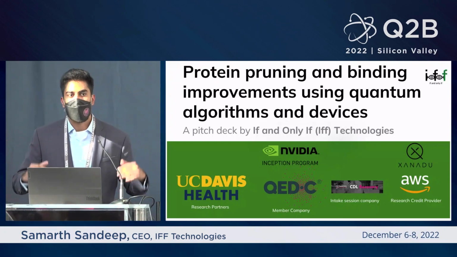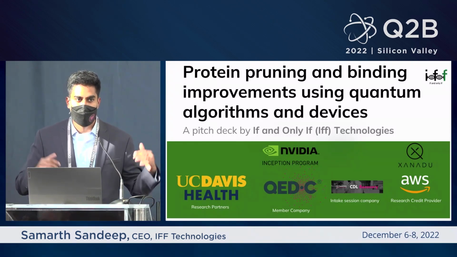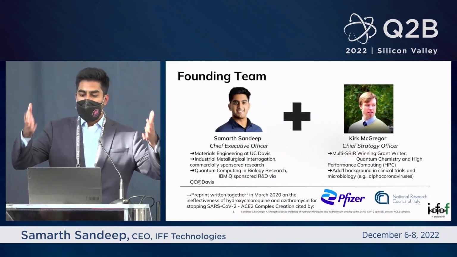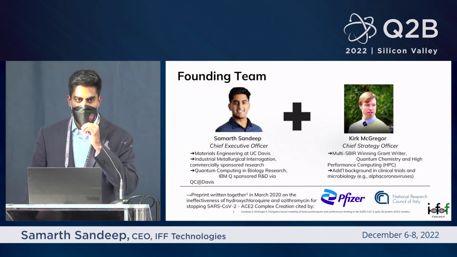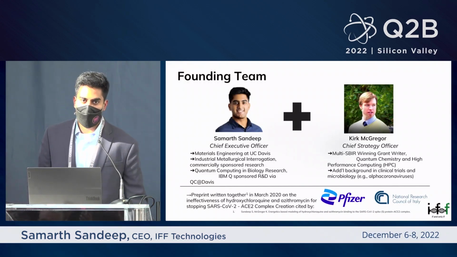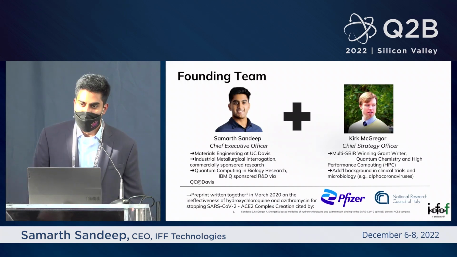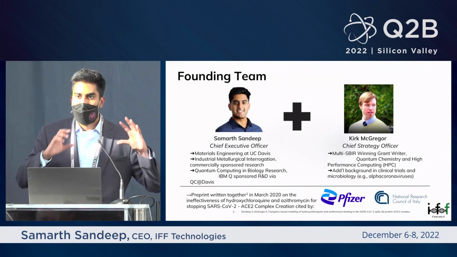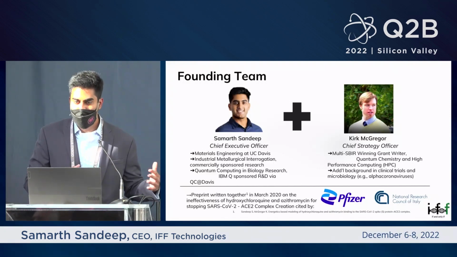Today I'm going to walk you through some actual applications of quantum algorithms that can be used in the pharmaceutical industry today. My name is Samarth Sandeep, and along with my co-founder Kirk McGregor, we are the founders of If and Only If Technologies. Our founding story begins in early 2020 when we developed an algorithm based on the QAOA max-cut algorithm for finding the most electronegative atoms in proteins, pruning the rest of the protein structure off, and using these smaller structures to increase the throughput of docking studies.